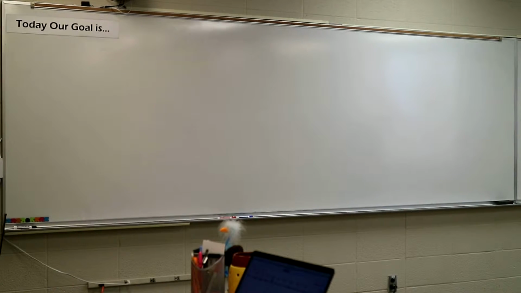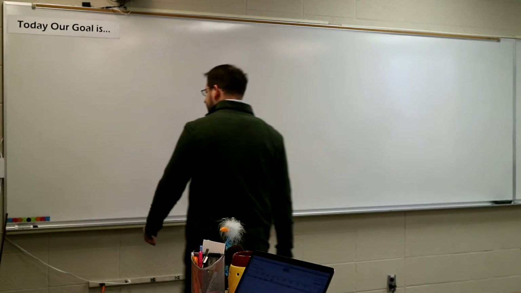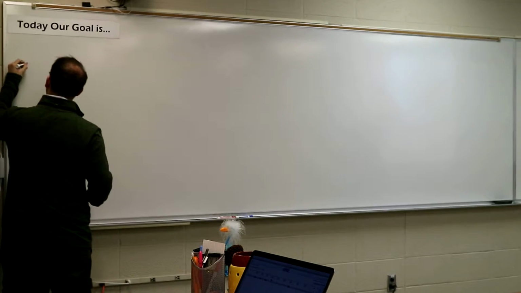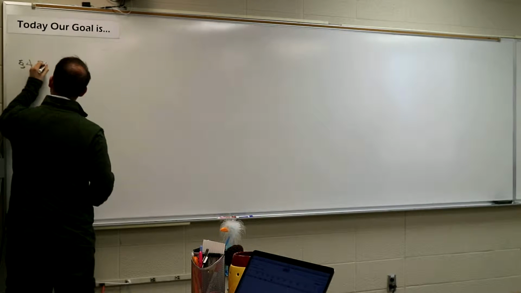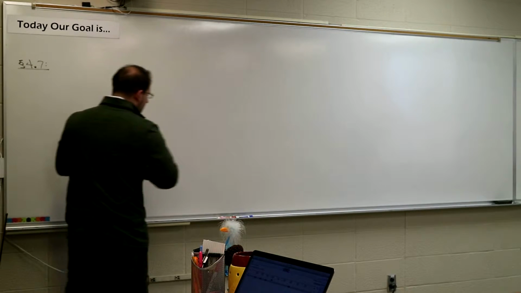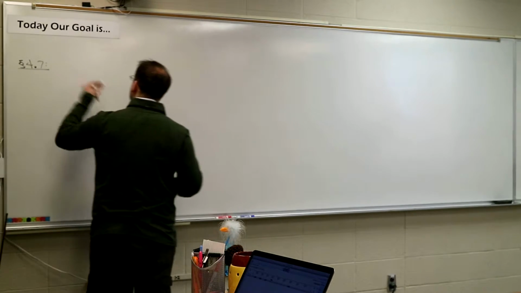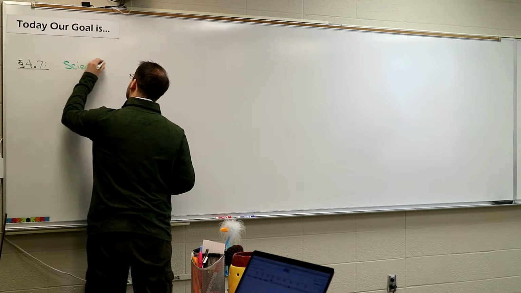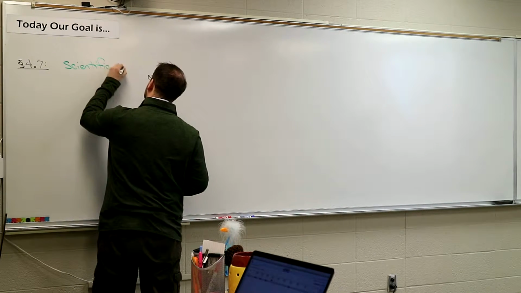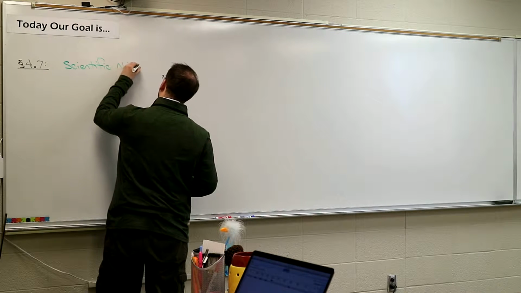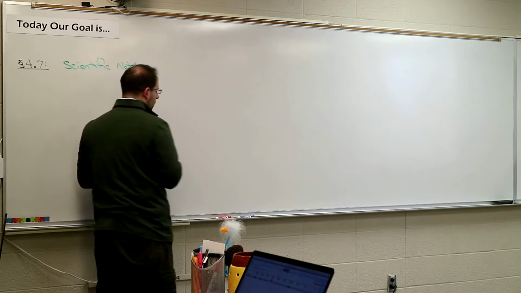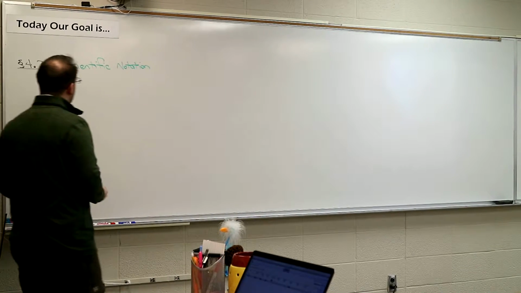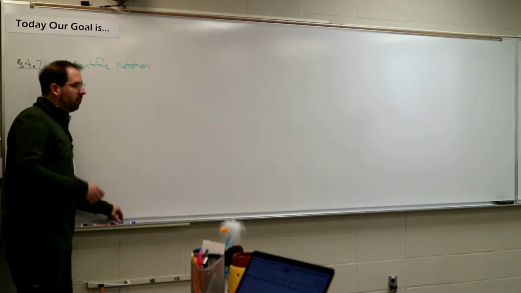Alright, here we go. So what we're in today, we're in section 4.7. This is stuff we started Friday, but we didn't get too far into it. But section 4.7, the title of it is called Scientific Notation. Scientific Notation. And it's a way of writing really extremely big numbers into smaller numbers. Okay? So it's pretty straightforward in the way it works.